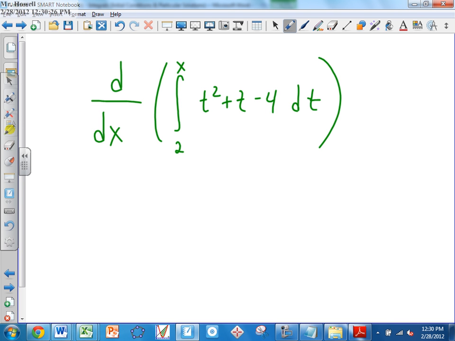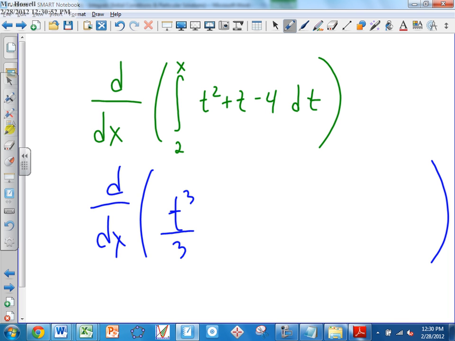Let's find the derivative of the integral of that function, okay? Notice, you have different things. Your limit is x, your limit is 2. Don't worry about it. Your t is along here and it's dt. So integrate normally with respect to t first. So leave the d/dx outside, because we're going to have to keep that the whole way. The integral of t cubed over 3, integral of t, the integral of negative 4 is minus 4t. Good. Evaluate it at x and at 2.